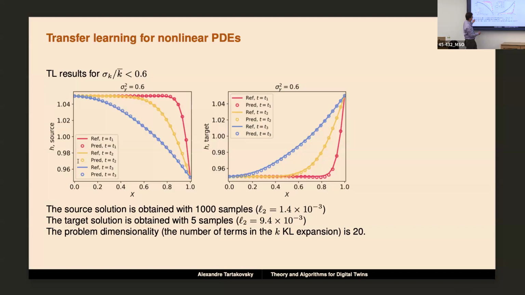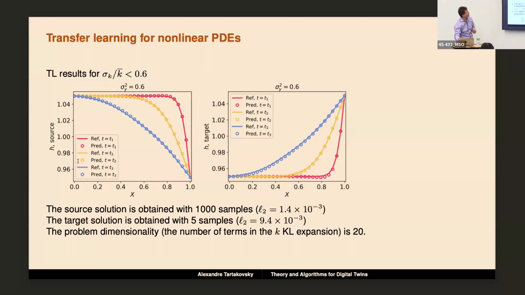So this is the error in the retrained model. It's slightly larger, but still of the same order. In this case, the dimensionality of the problem is 20, so we use 20 KL terms to represent K. Okay, so now this is an example of few-shot learning. We need relatively few shots to retrain the model.